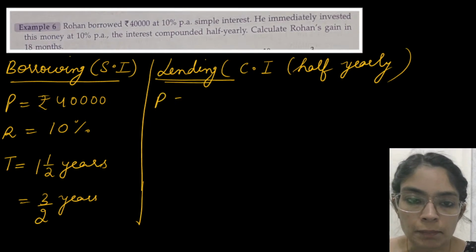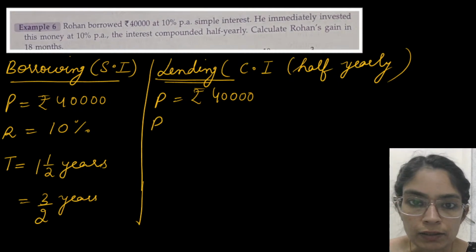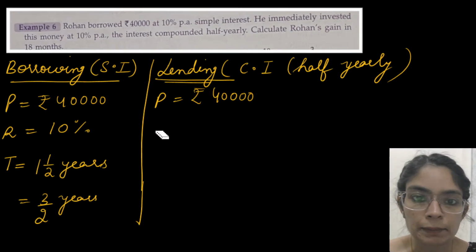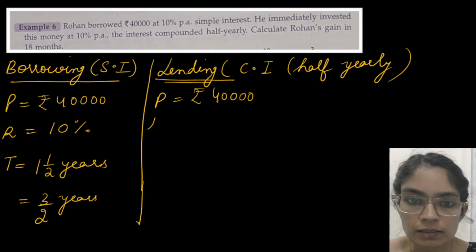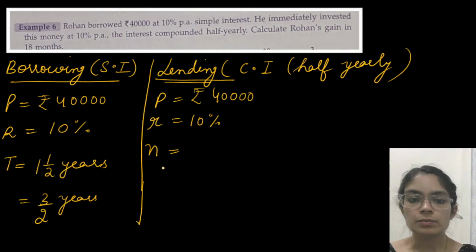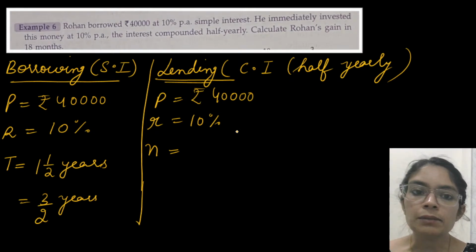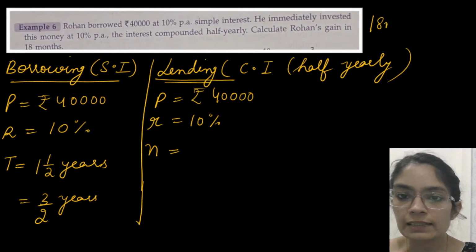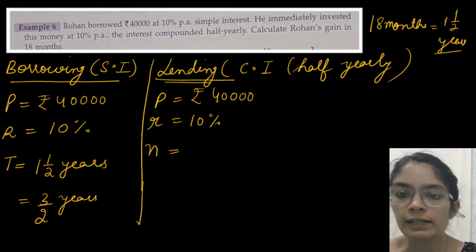What is the amount? Principal is 40,000. Then rate of interest is the same, small r I am writing, it's 10%. Time period, small n, is 1 and 18 months. See, time period is given to us as 18 months. 18 months we know is 1.5 years.